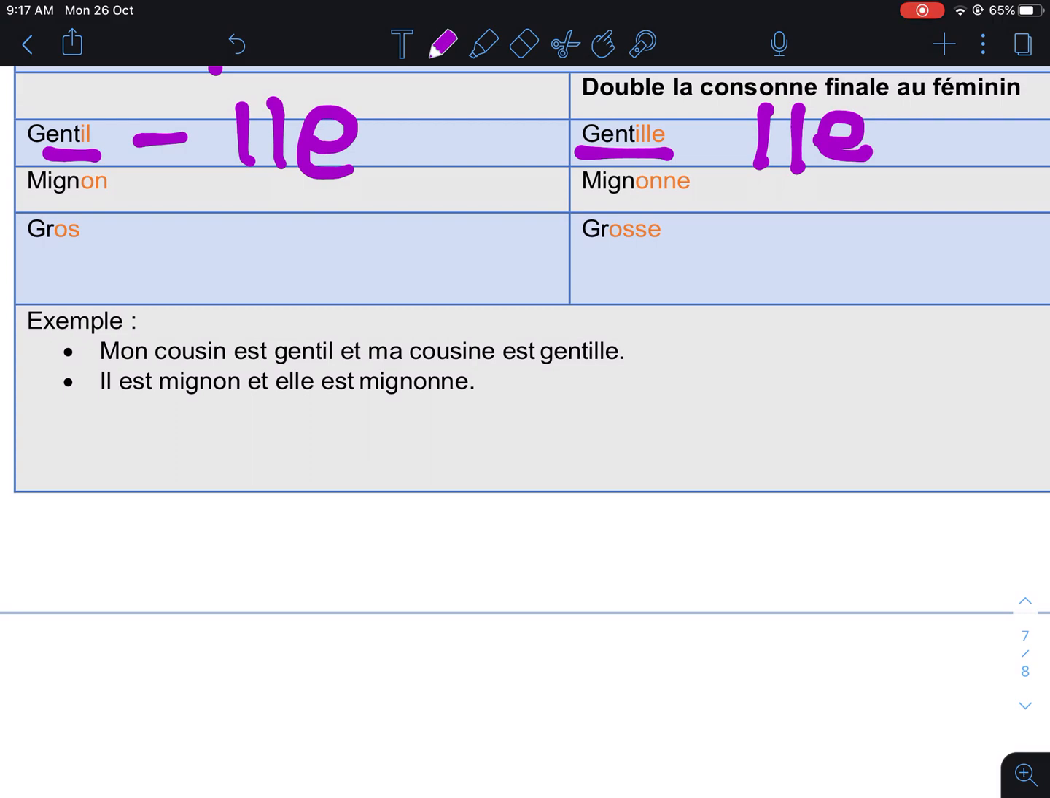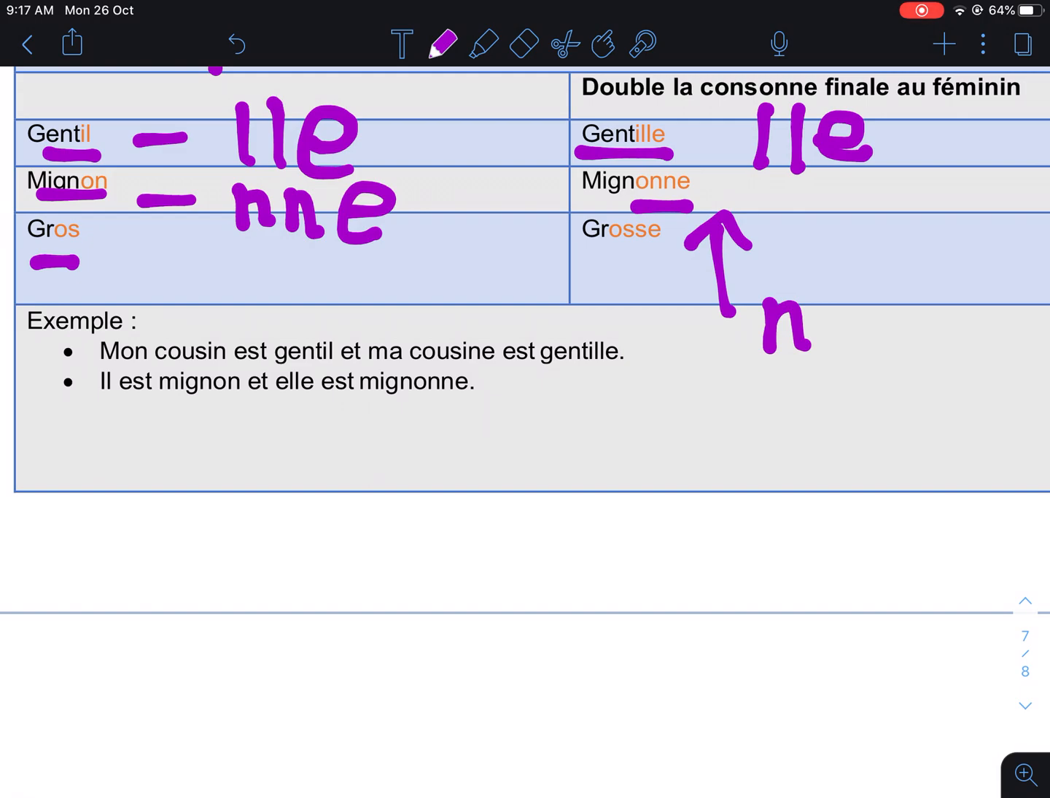Gentille. Now, mignon here is cute. So, in order for you to describe she is cute, you have to add double N because it's one letter N. So, you have to add double N and then E to make it feminine. So, you want to say she is cute. Elle est mignonne. Stress the sound at the letter N.